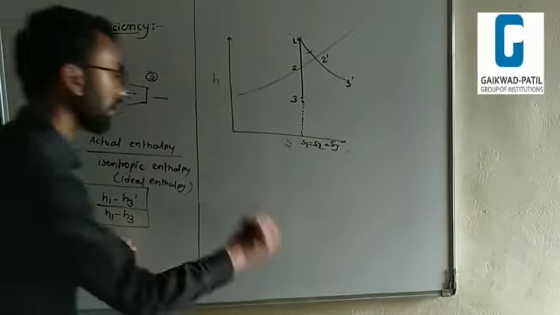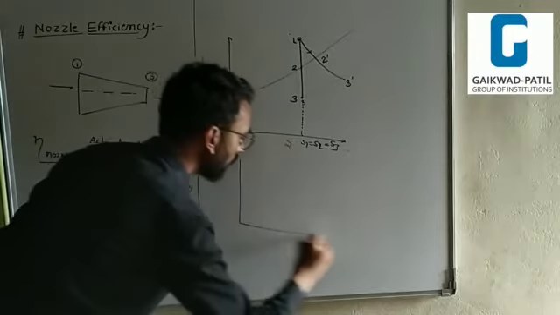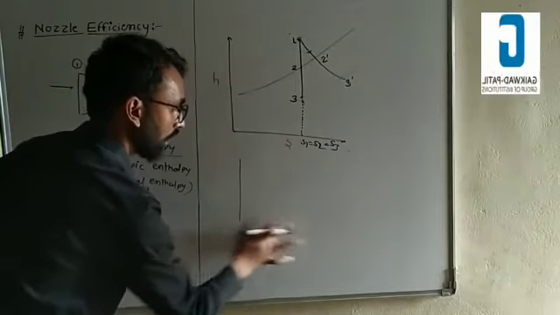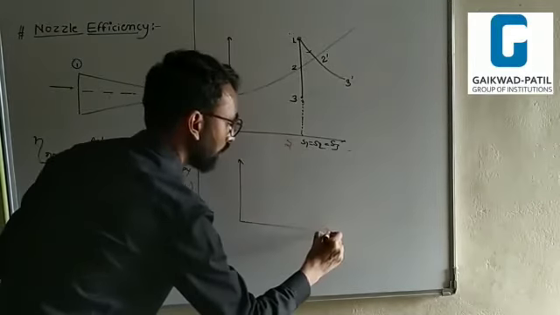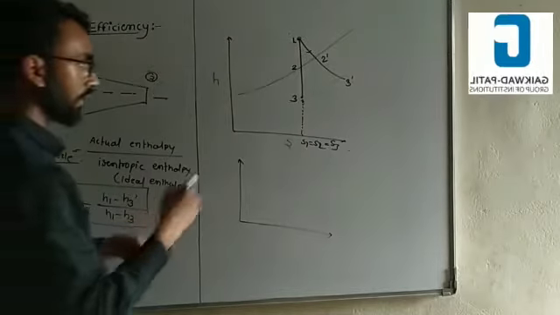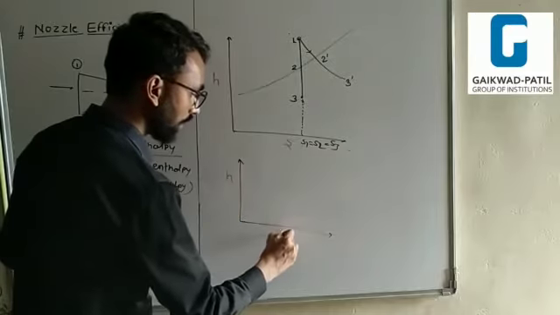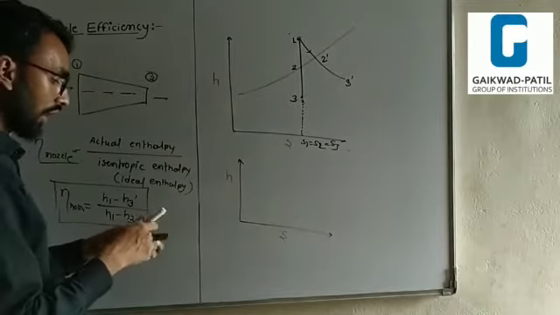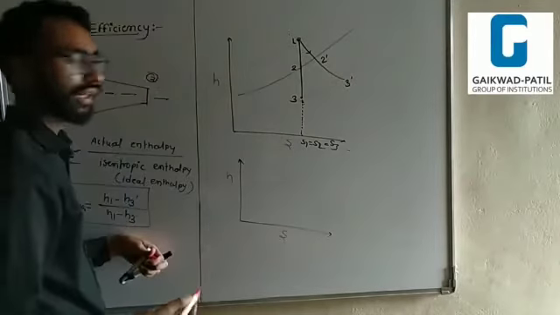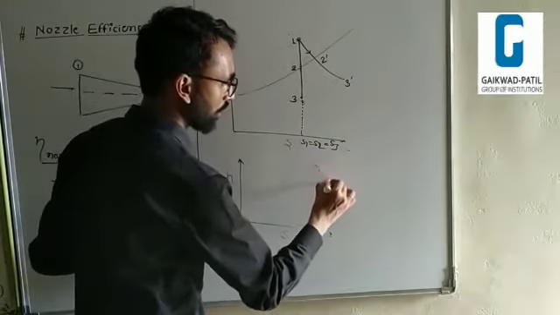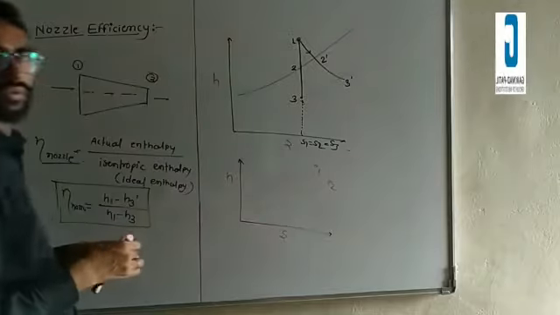Now look here. If we have only 2 pressure lines, then we will create the formula in a different way. This is again an enthalpy entropy diagram. We have 2 pressure lines. This is pressure number 1 and pressure number 2. Pressure 1 is P1 and this one is pressure P2.